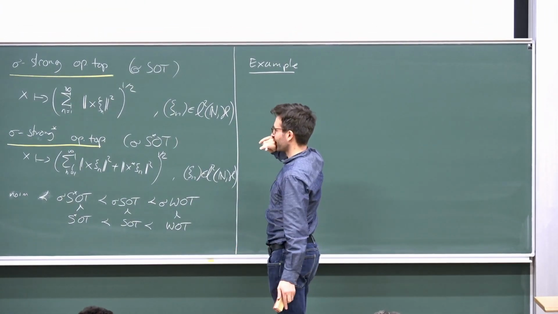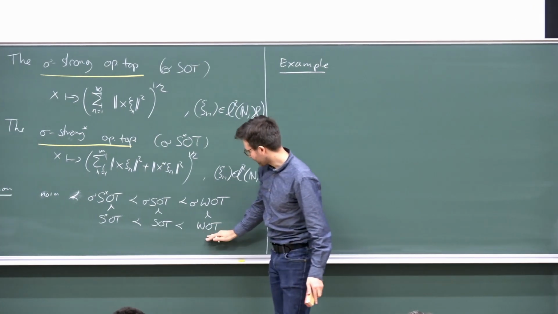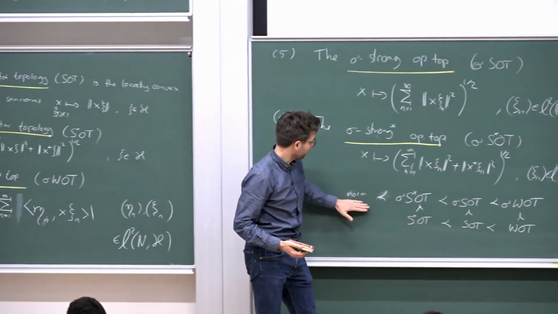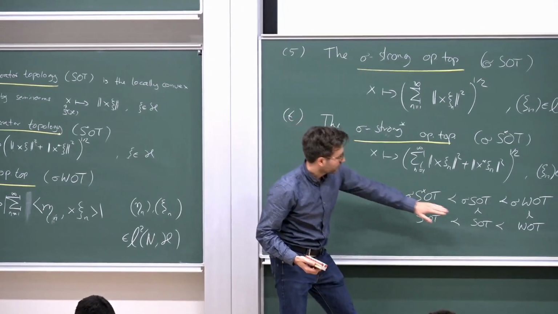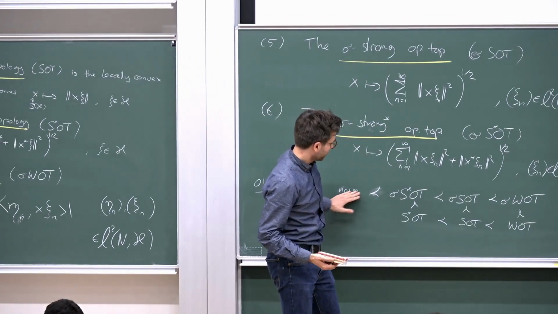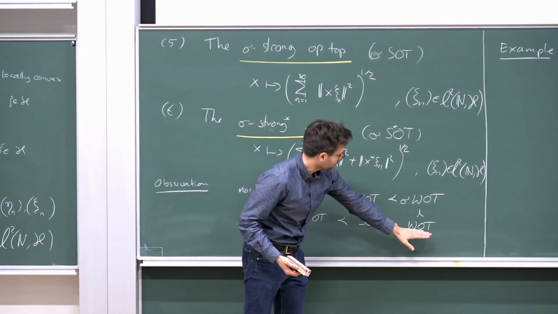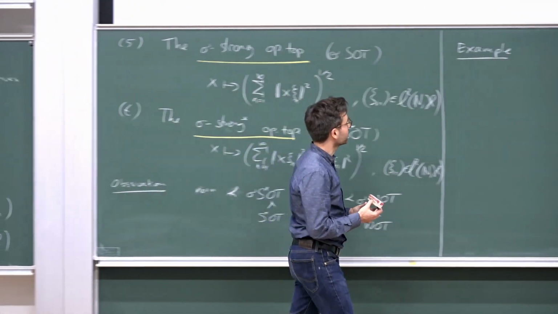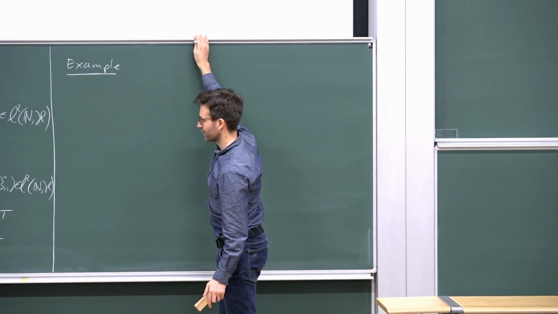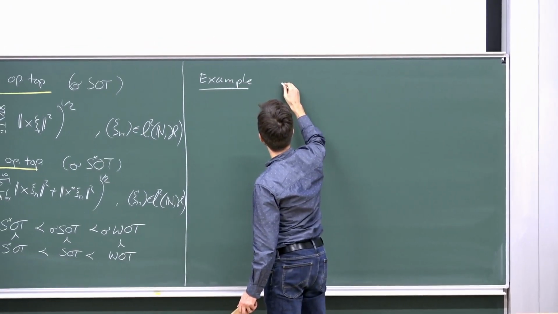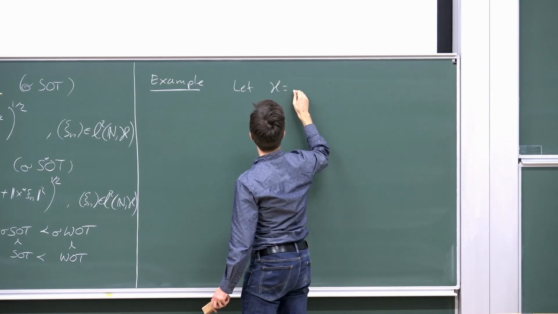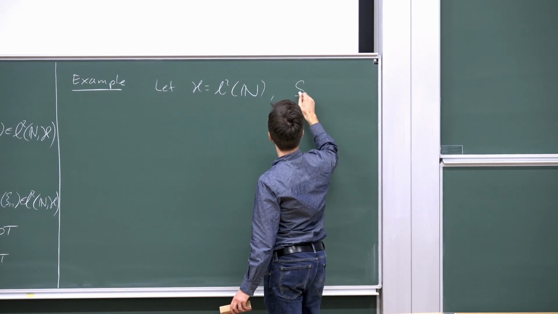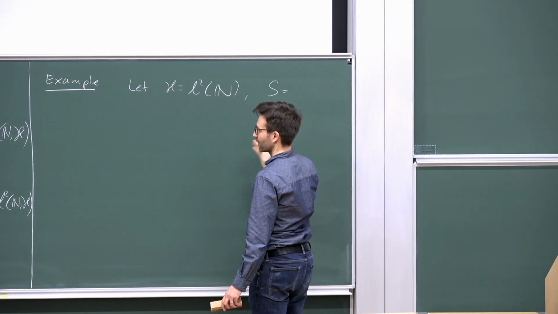So, example. We could try and come up with sequences, so we see that this is finer than this one. If you have a sequence that converges in this topology, then it will also converge in all others. The other way around, if we have something that converges here, it might not converge in all of the other ones. So is this the case? Can we find something? I wanted to give you at least one small example. So let our Hilbert space be L2 of N, and S should be the right shift.